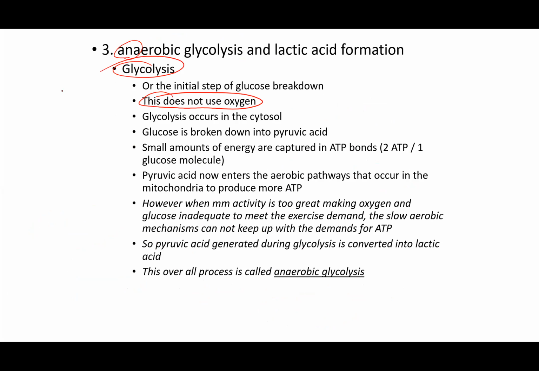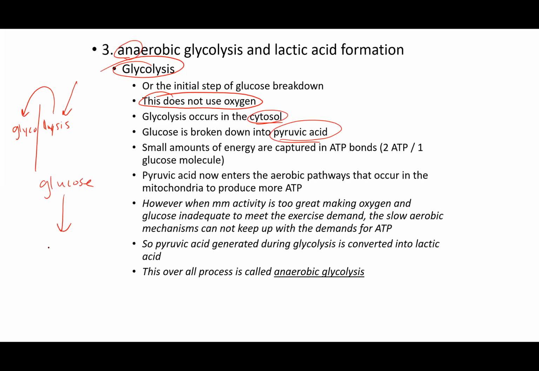Now, glycolysis. Lysis is the breakdown of something. And whatever lysis is attached to, that's what you're breaking down. In this case, we're breaking down glucose. So it is the breakdown of glucose that is the initial step here for energy. This occurs in the cytosol of the cell. So glucose is broken down into pyruvic acid.